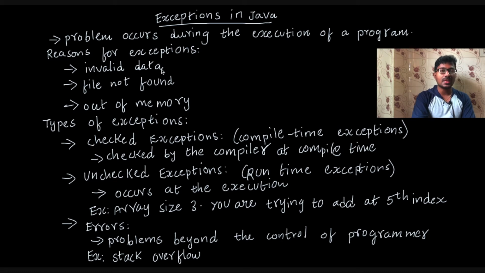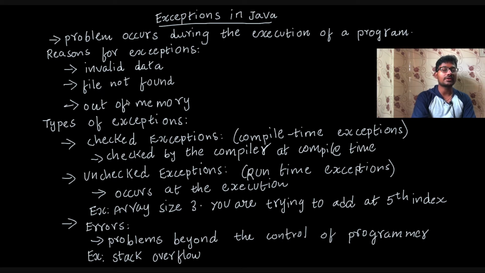For example, if you are trying to fill some form, and in the phone number field you are entering the email address, then that's called invalid data. That's one kind of exception reason. And another one is file not found exception. File not found means if you are trying to read a file or write a file, but the file actually doesn't exist, then that would cause a file not found exception.